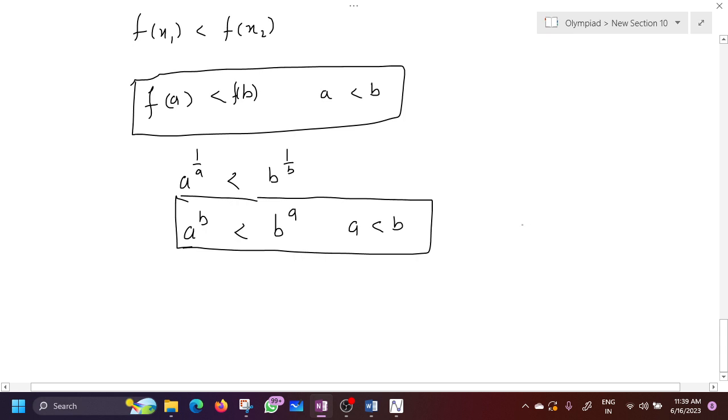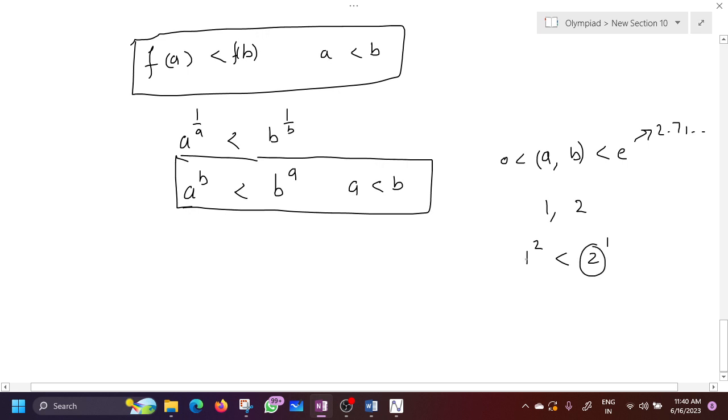Now let us test our result. Let us take two values which are less than e. a and b are smaller than e and they are positive. So we can say, let us take a is equal to 1 and b is equal to 2, because e is 2.71 something. So we can say 1 power 2 and 2 power 1, which is greater? This is greater. See, here 2 is greater than 1, that is why 2 power 1 is greater than 1 power 2.